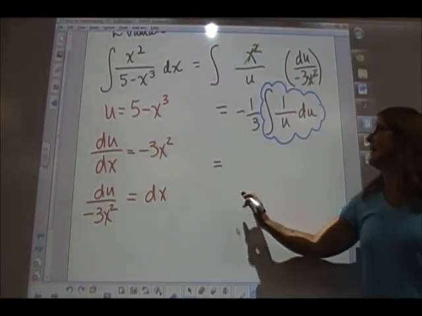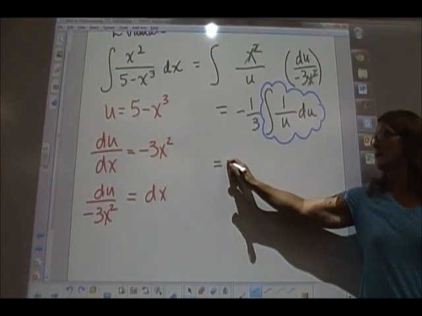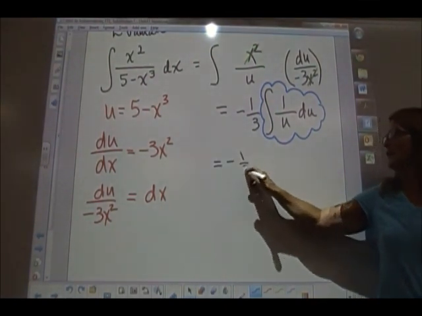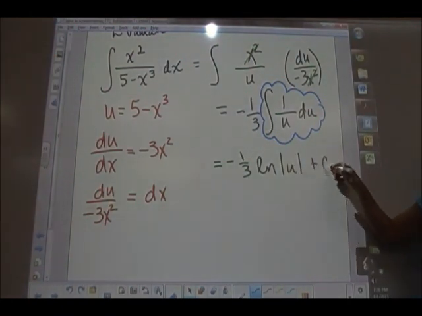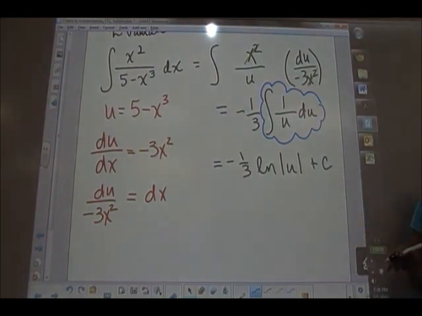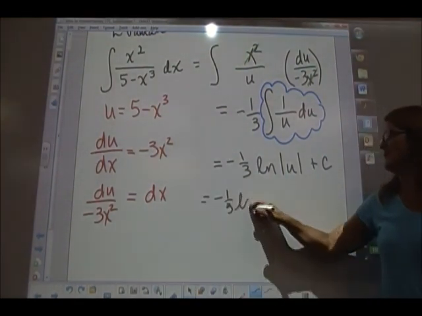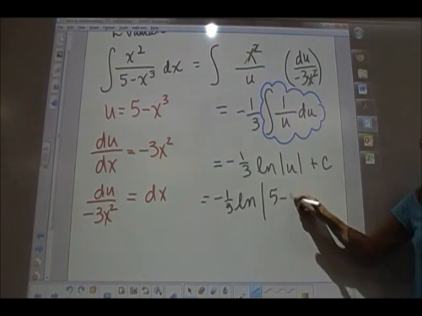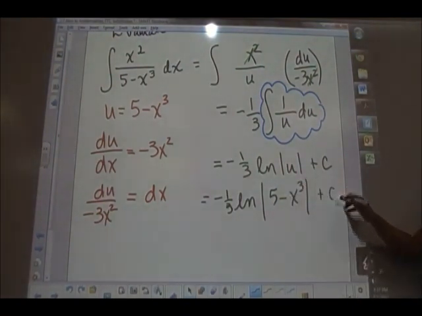So what is the antiderivative? Negative 1/3 times the natural log of the absolute value of u plus c, because we don't have boundaries. We don't have boundaries, so u might have a negative value. So negative 1/3 times the natural log of the absolute value of 5 minus x cubed, which could be negative depending on what you substituted for x.